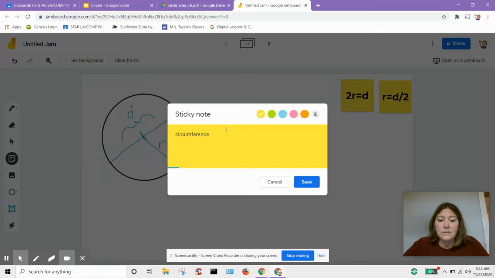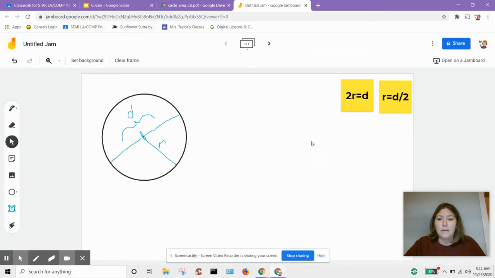Okay, and the circumference is equal to 2 pi r. Let's see, I was going to use a sticky note, but I think it's better if I just write it out. The circumference is equal to 2 pi r, and remember pi is that little squiggly thing.